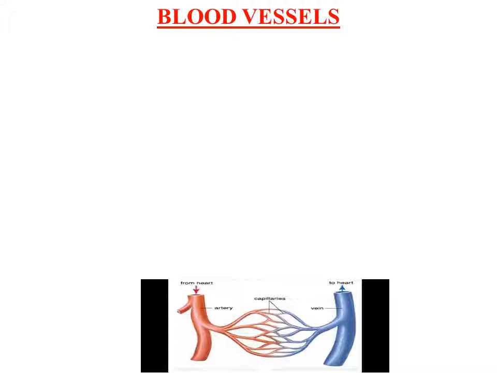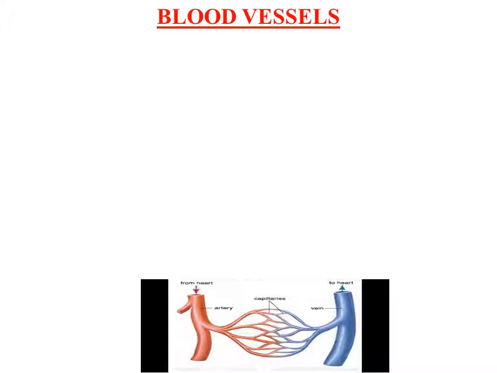As you can see in the diagram, I have shown that there are two major blood vessels. One is red and one is bluish. These are quite thick. The red one is the artery and the blue one is the vein, meaning the red one is carrying oxygenated blood and the blue one is carrying deoxygenated blood.